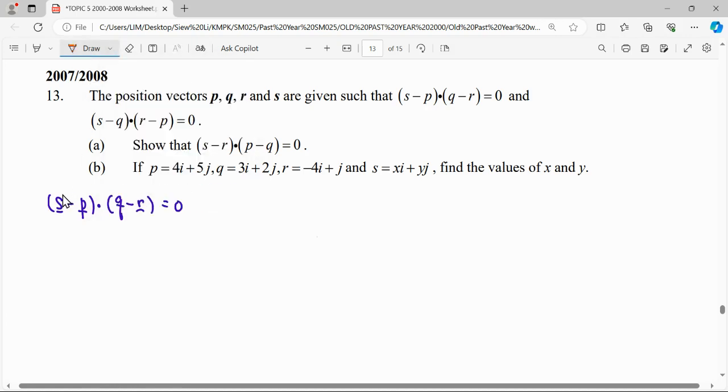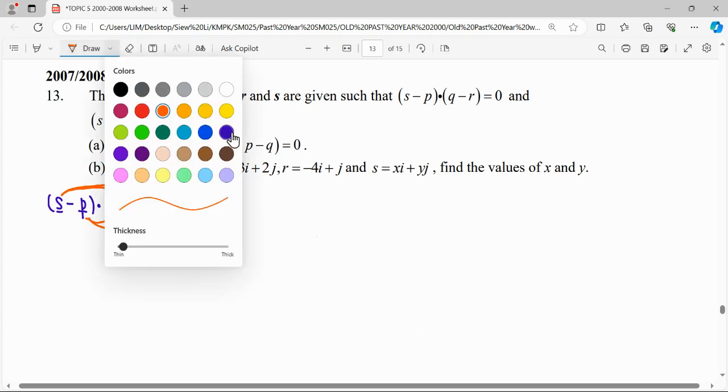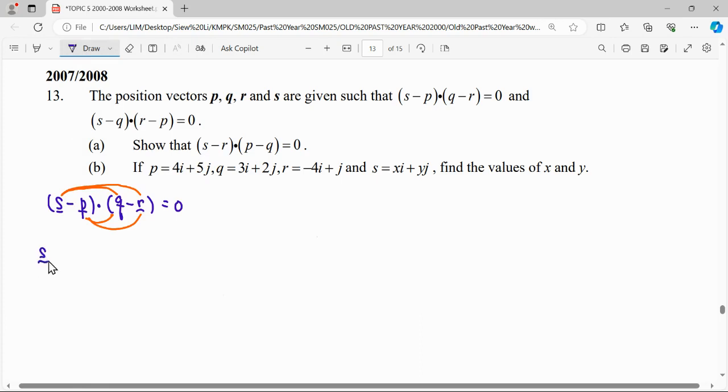To expand this, it will be SQ and then SR, PQ, and PR. So the dot product will be S dot Q minus S dot R minus P dot Q, negative negative positive, P dot R equals 0.